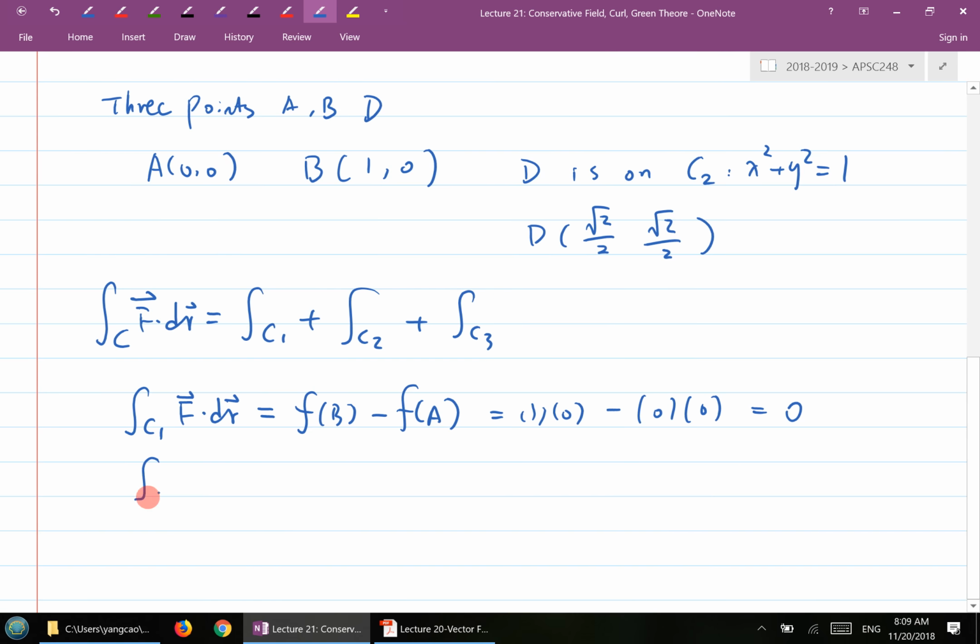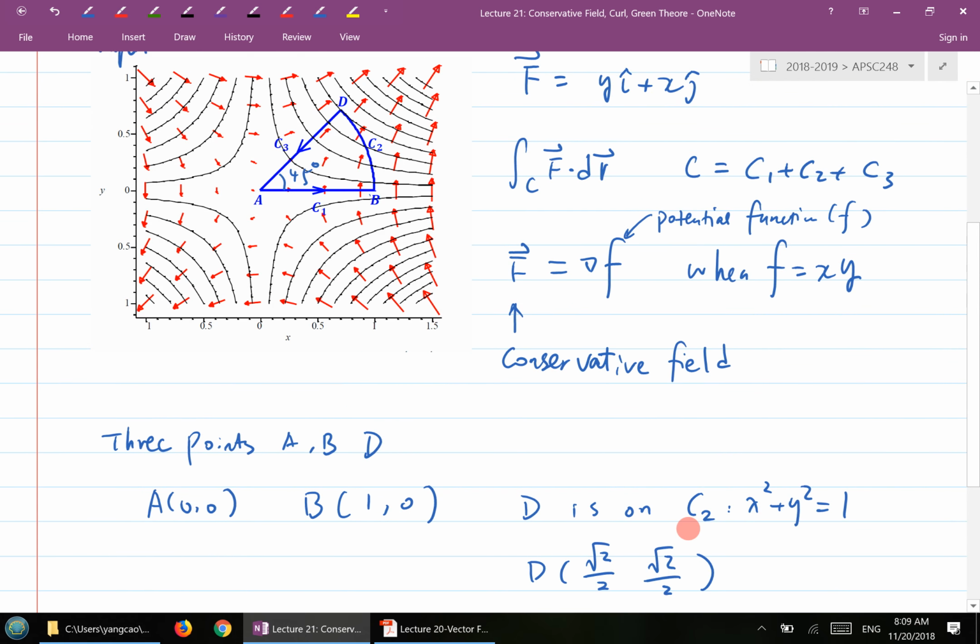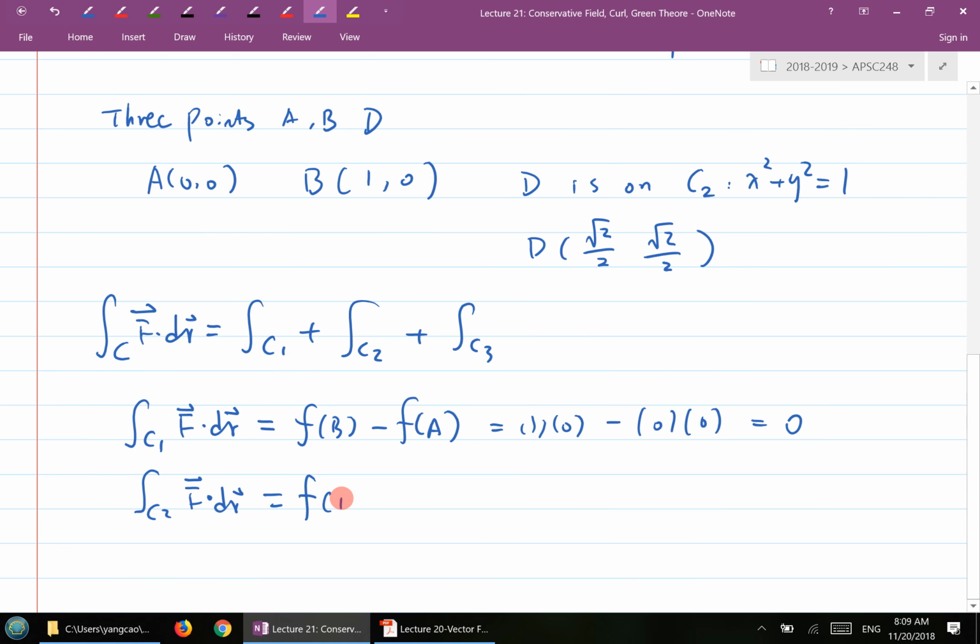And then C2. Let's look at C2. This is C2 here. The end point is D, the starting point is B. So f of D minus f of B. We have our D point coordinates x, y over here, minus (1, 0), so you get 1/2.